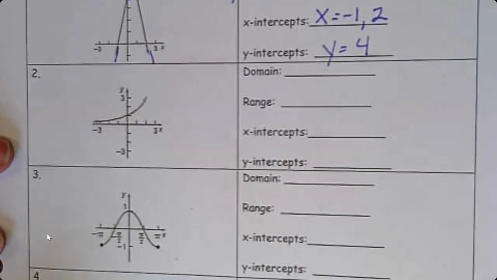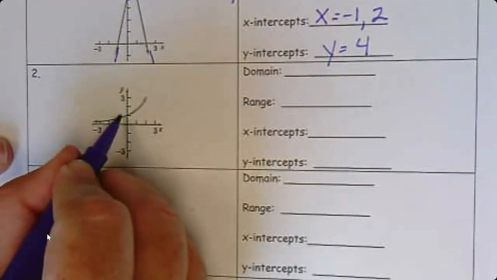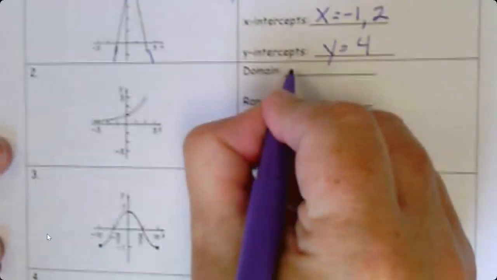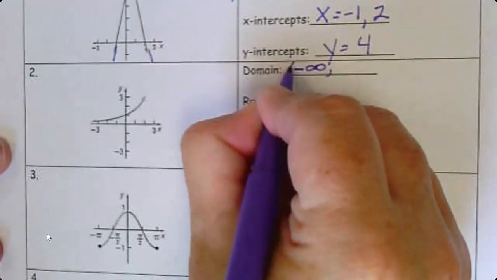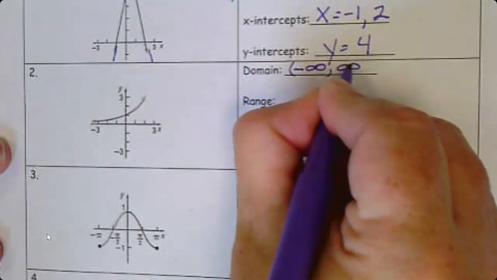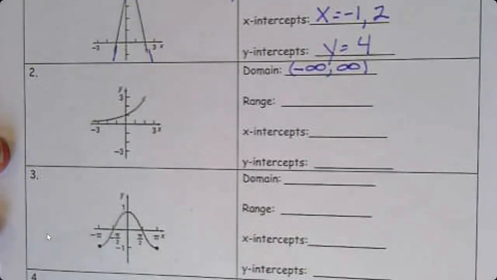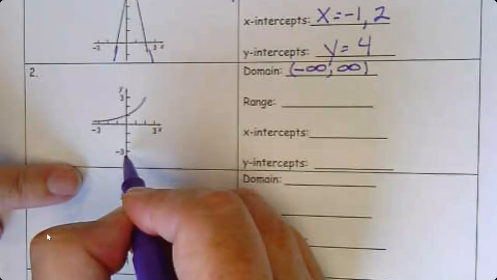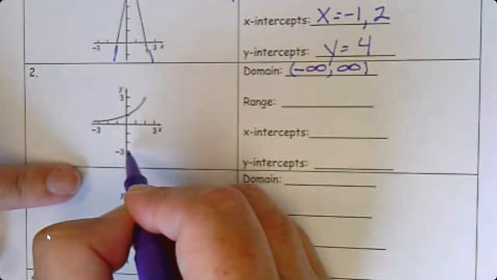Let's look at the next one. Does the graph cover all of my negative x values? Yes. Positive x's. Does my graph cover the negative y's? And the answer is no, we're not anywhere down here.